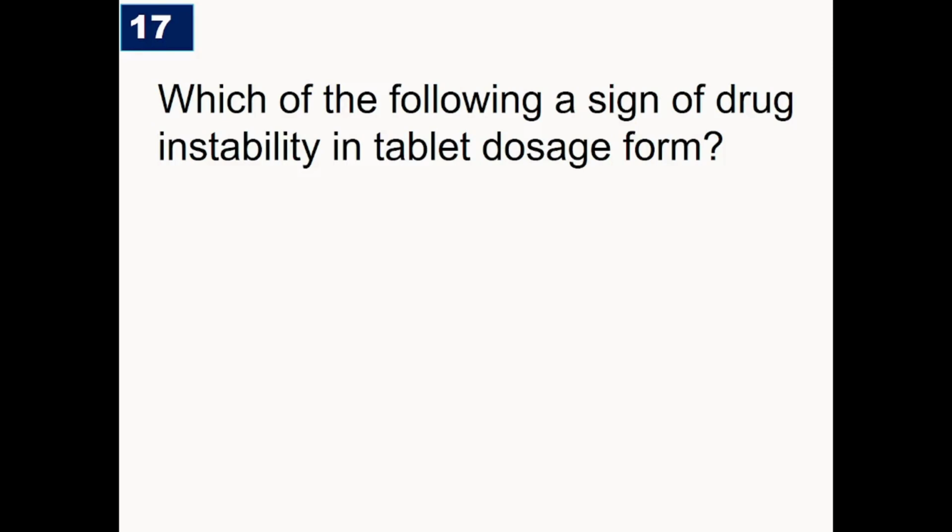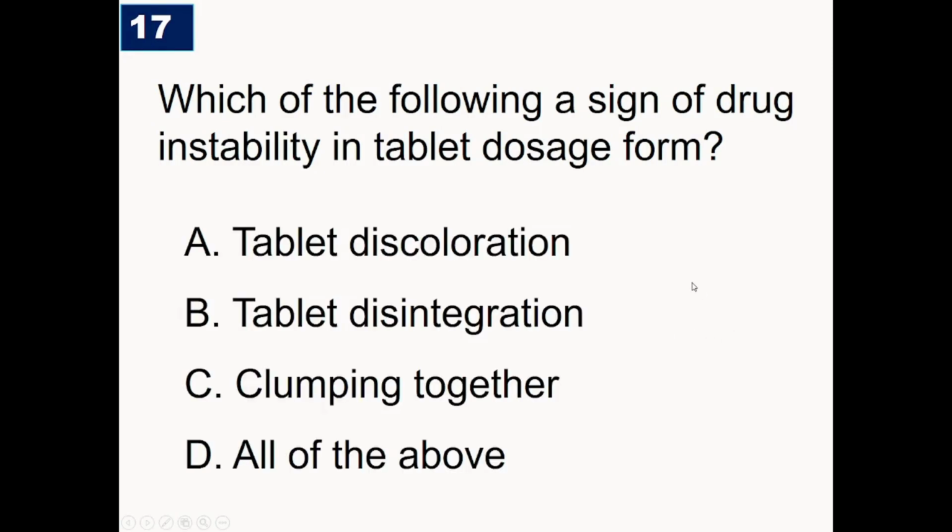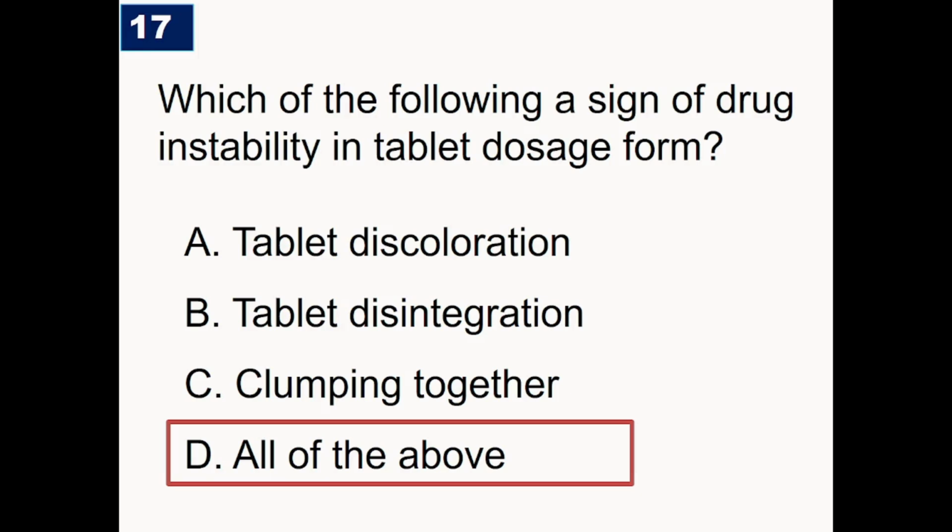Next, which of the following is a sign of drug instability in tablet dosage form? A. Tablet discoloration. B. Tablet disintegration. C. Clumping together. And the correct answer is all of them. All those are indicators that the tablet dosage form is not stable enough, such as discoloration of the tablets, or breaking down, disintegrating of the tablets, or clumping together. It is a sign of tablet instability.